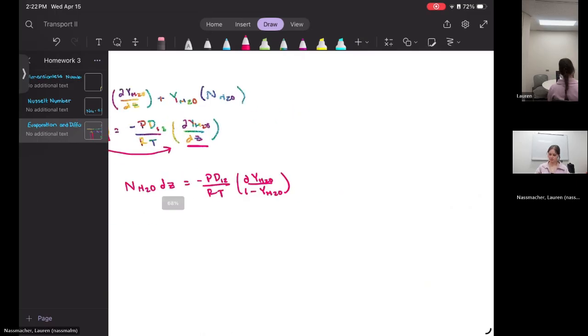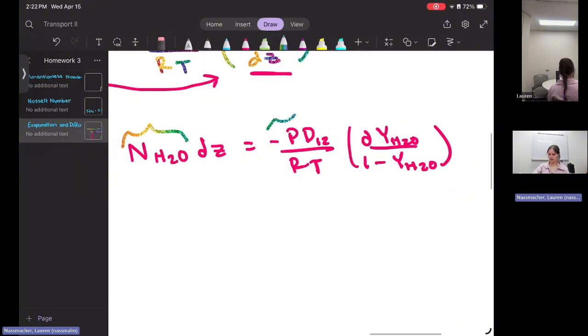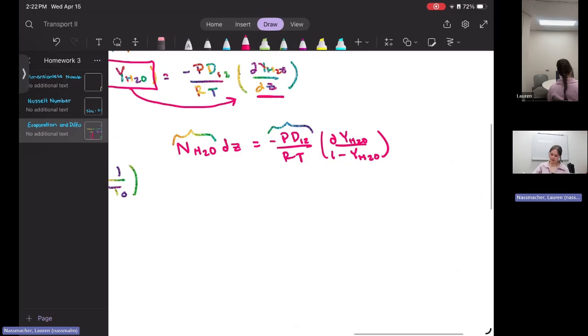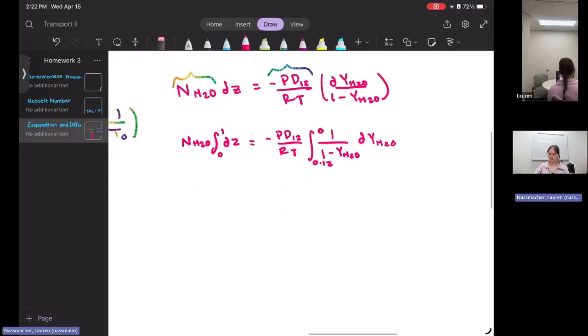So let's integrate. Our molar flux is a constant, and this whole part of the equation is a constant. It's not going to change with respect to the integral. So you want to take that outside of the integral. dz from 0 to 1 equals negative pD over RT. Take the integral of 1 over 1 minus YH2O from 0.12 to 0.